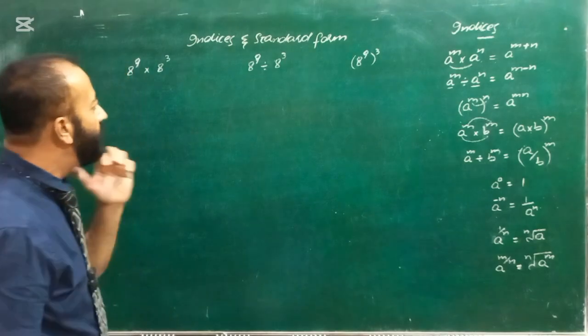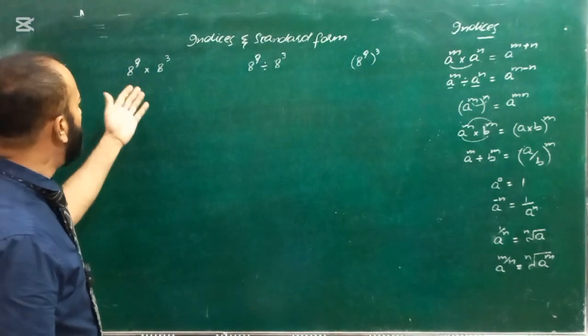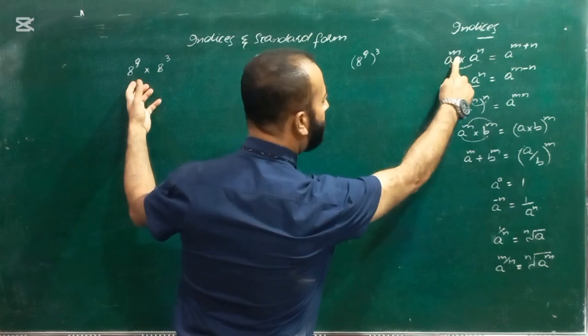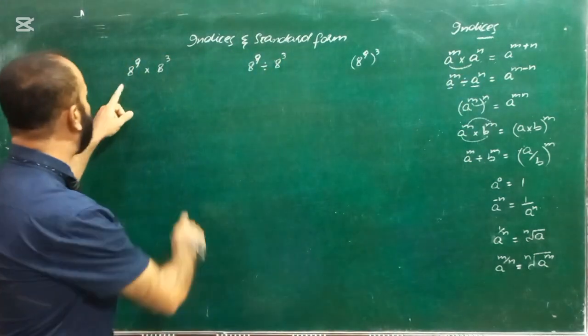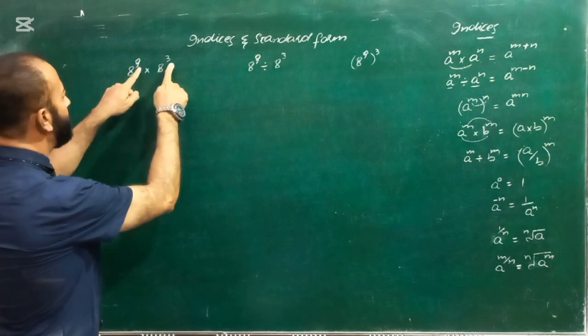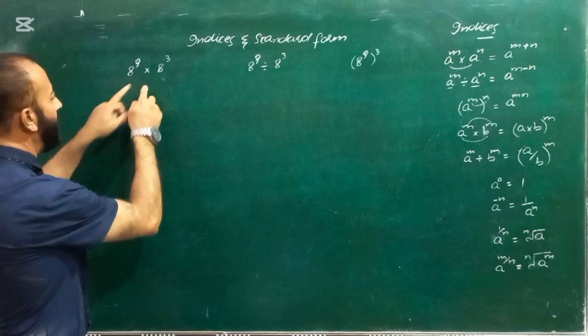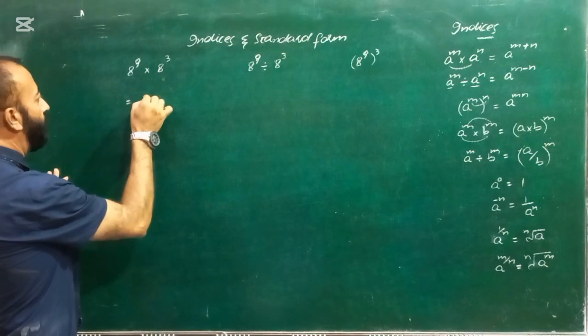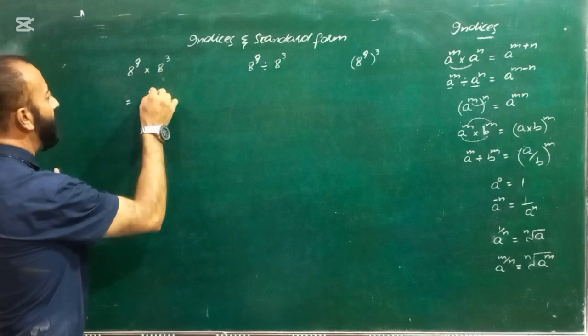Now, I have put 3 questions here. The first question is from the first rule: bases are same, powers will be added when these are multiplying with each other. So we will write the base once and the powers will be added.